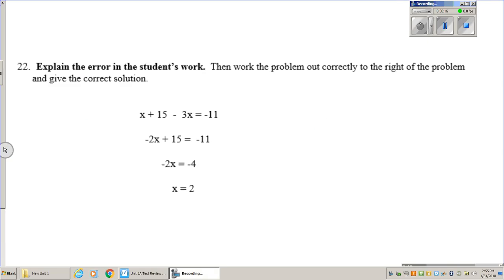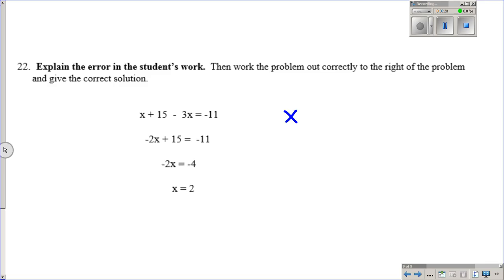Okay, and our last problem, number 22, says explain the error in the student's work, then work the problem out correctly to the right of the problem and give the correct solution. So I'm just going to write the problem out next to it. The equation is x plus 15 minus 3x equals negative 11.